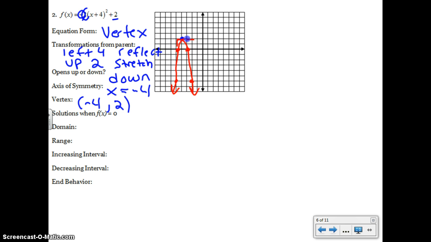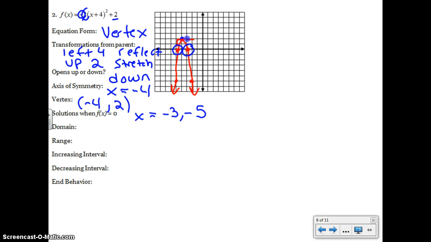I do have solutions on this one. Solutions, again, are where you actually cross the x-axis. So I do cross the x-axis at -3 and at -5. That means I have a solution when x is -3 and when x is -5.